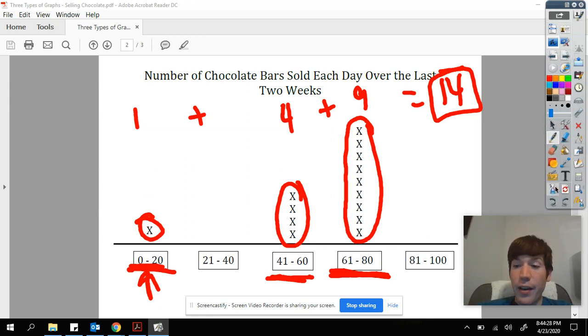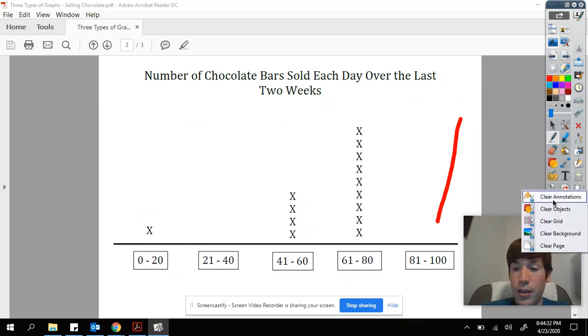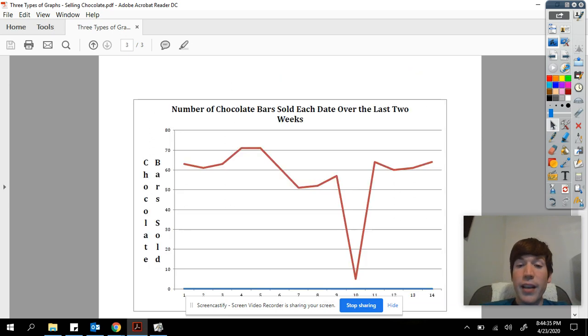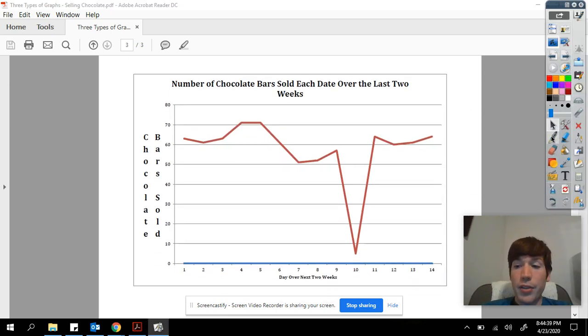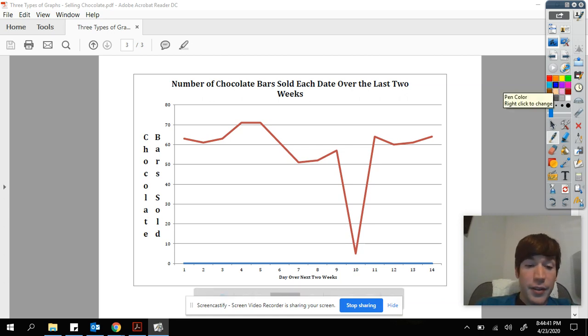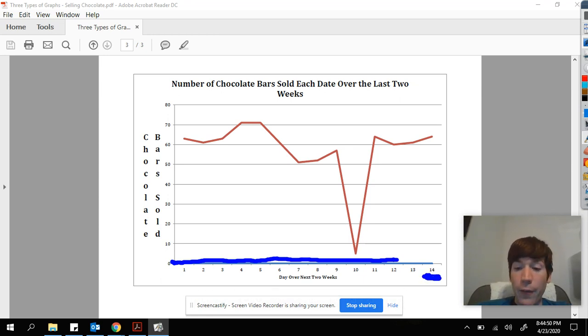All right. And then if you remember, our third graph here is our line graph. Just a couple things about the line graph to start. You'll notice across the bottom here, we call this the x-axis. It's measuring days over the next 2 weeks. So you'll notice it goes all the way to 14 because there are 14 days in 2 weeks. Along that horizontal axis, when we're looking at a line graph, it's usually going to be measuring time.